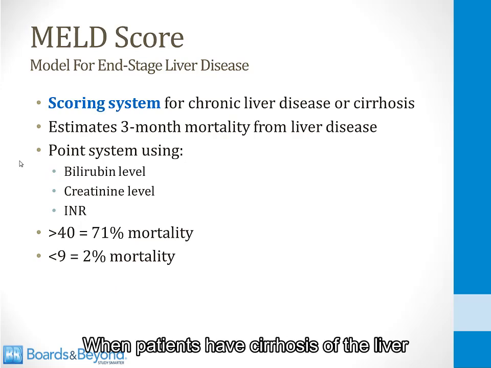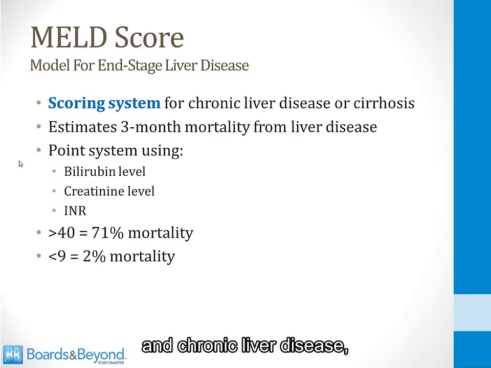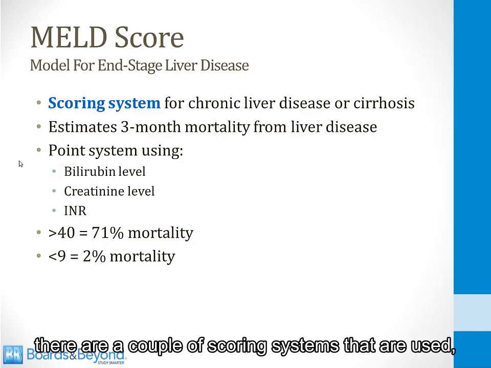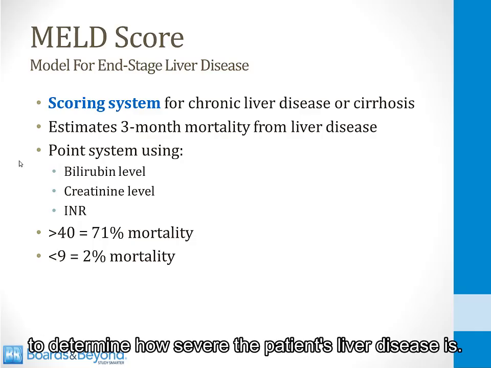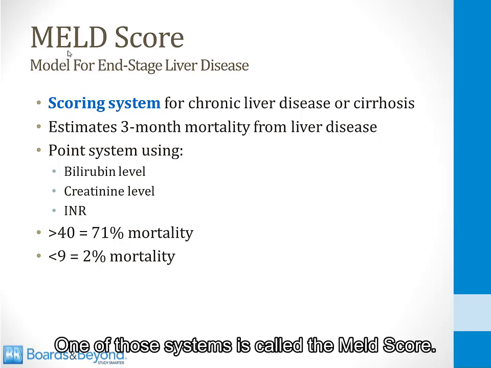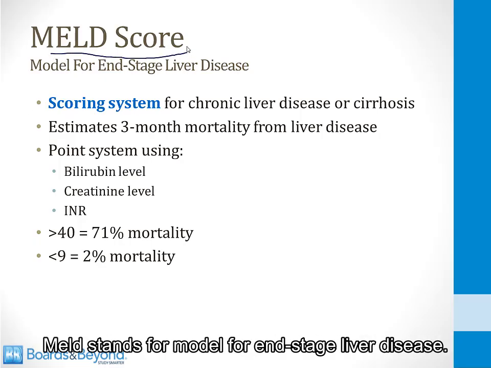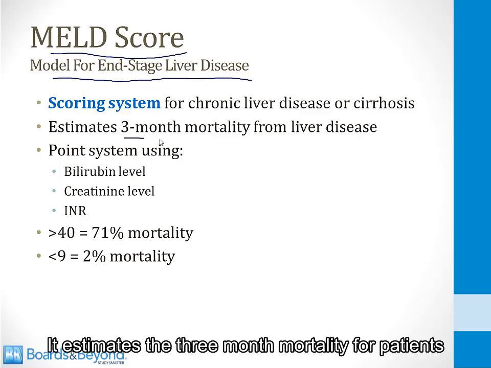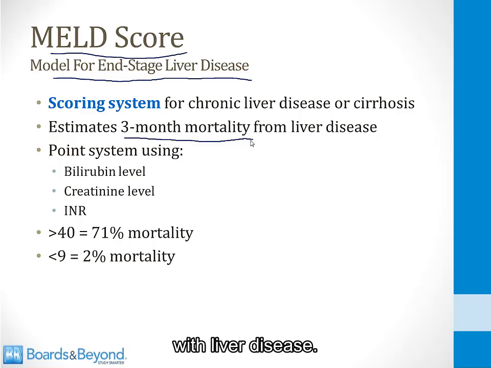When patients have cirrhosis of the liver and chronic liver disease, there are a couple of scoring systems that are used to determine how severe the patient's liver disease is. One of those systems is called the MELD score. MELD stands for Model for End-Stage Liver Disease. It estimates the 3-month mortality for patients with liver disease.